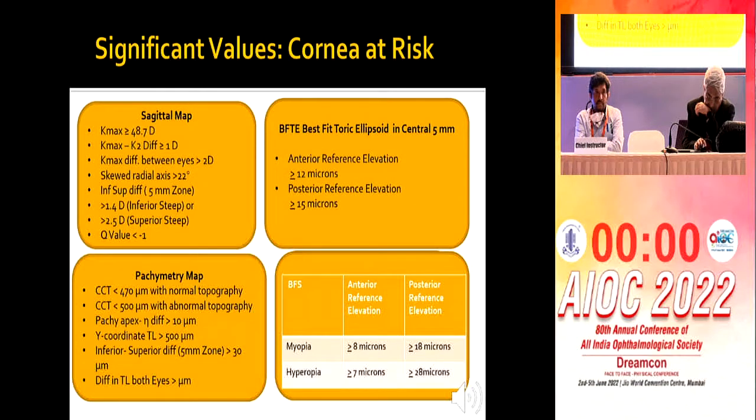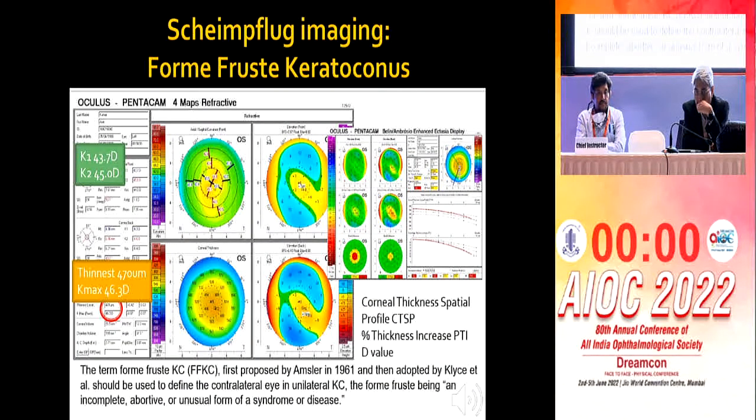Just as an example, I would mention that in the sagittal map, it is not only one criterion which is taken into account. It is several of these factors which have to be screened, because there are patients who may have normal values for one or two parameters and abnormal for the other. So let's look at an example. This patient has keratometry values K1 and K2 within the normal range, and even the Kmax is below the cutoff. The thinnest pachymetry is suspicious at 470 microns, but the maps do not show any remarkable changes of keratoconus.